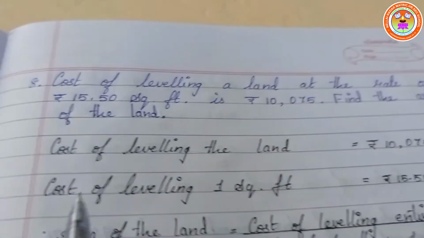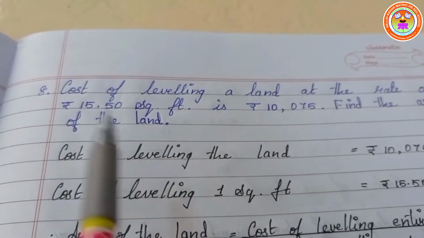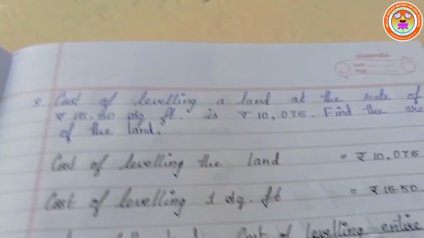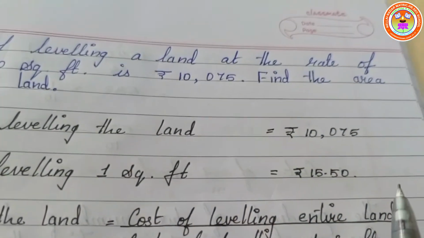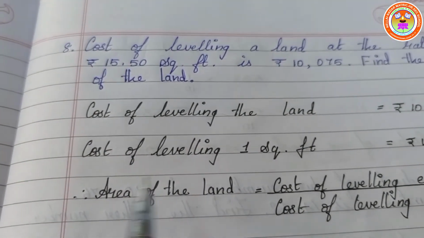10,075 rupees. Next, cost of levelling 1 square feet. So it is given as 15 rupees 50 paise. So that is also we have written. Now, we want to find what is the area of the land.